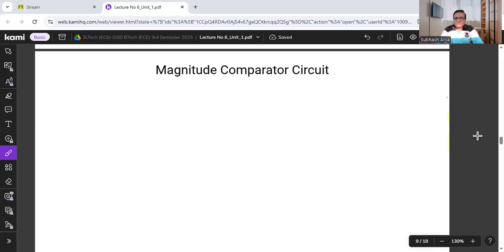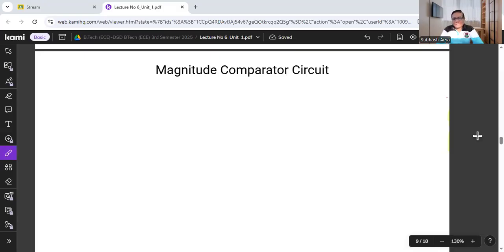Hello learners, welcome again to another class in digital system design, and the topic of today's lecture is magnitude comparator circuit design.